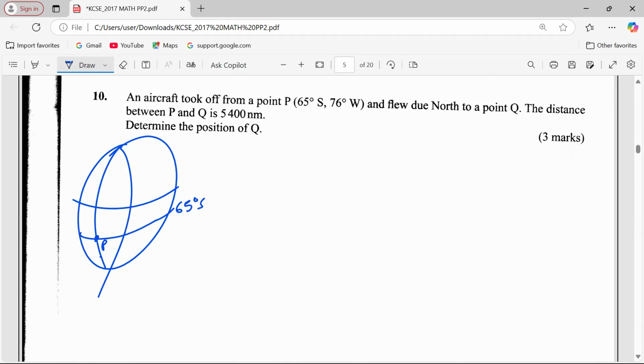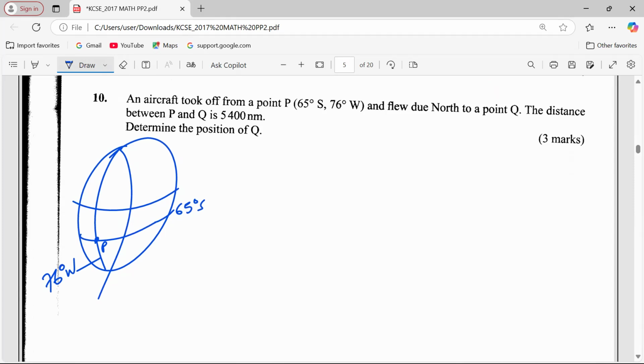P. 76 in the west. Then we have an aircraft which is going to fly northwards until it occupies a latitude which is unknown, and that is at Q. So now there is a certain angle here that we don't know, and the distance is given in nautical miles.